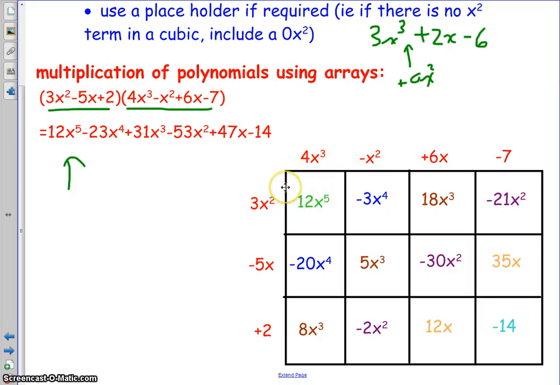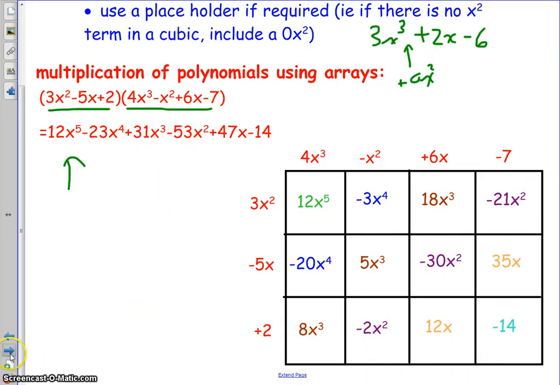The other thing that is also a common mistake when doing this multiplication is little sign errors. So here, for example, negative 5x times negative x squared would give you positive 5x cubed, and so on and so forth. So you can see nicely here all the like terms are along diagonals. So you can add your x to the fourth terms, your x cubed terms, your x squared terms, and so on and so forth. And you should wind up with this one right here.